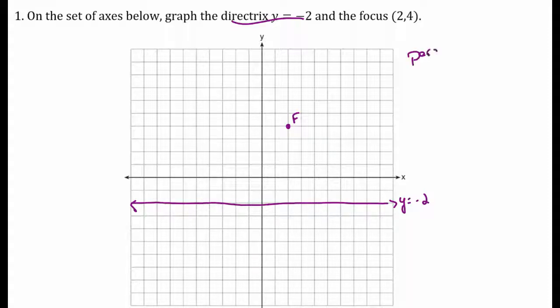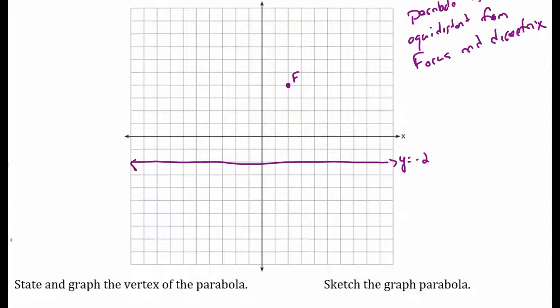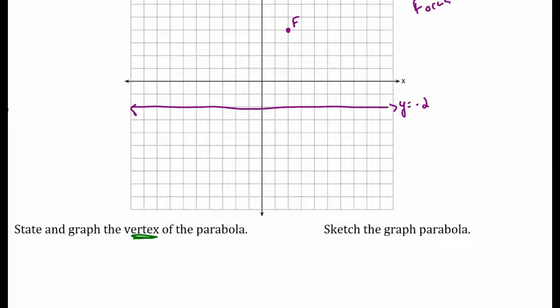So the parabola is equidistant from the focus and directrix. So the first thing we do, once we graph the focus and the directrix, is we want to find the vertex. We want to state and graph the vertex of the parabola.